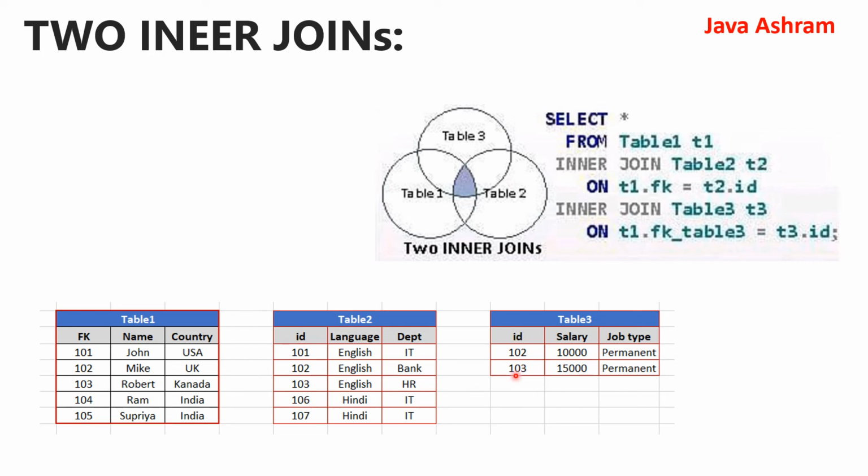All the data which is common in table 1, table 2, table 3 will be the result of a two inner join. And how will you achieve that? By using this. First you will apply an inner join on the particular column, which will give you all the data. Then again we will apply the inner join on that result with table 3, using the foreign key and the table 3 ID. So this will give you the resultant data. Okay.